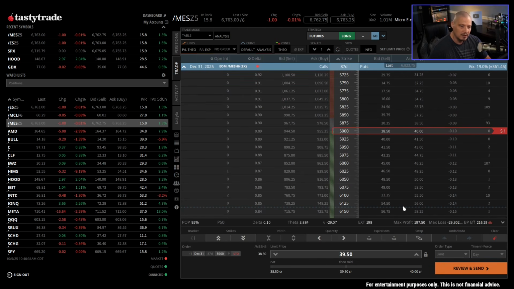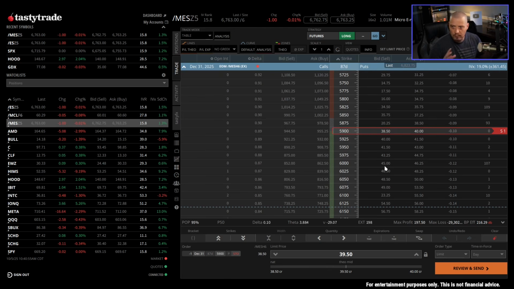I'm going to get $197.50 credit, right? Because it's $39.50, and the multiplier in the MES futures is 5. You multiply everything times 5. So $39.50 is really $197.50 credit. The buying power reduction on selling that one put, look at this, $216, because it's out of the money. It's got a lot of time still left on the trade.